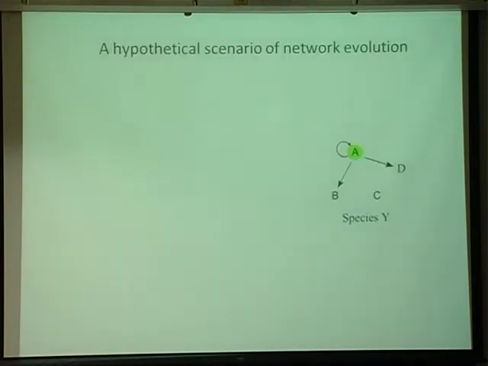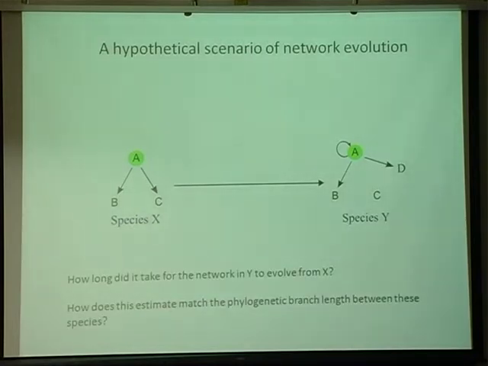Now, networks rarely come out of nowhere. So what I plan to do is look at the ancestor of this species, and look at how the regulatory network connects the same genes in this ancestor. And essentially, if I know the phylogenetic branch length between these two species, can I calculate how long it takes for the network in X to evolve to the network in Y through mutations in the binding sites of these genes?